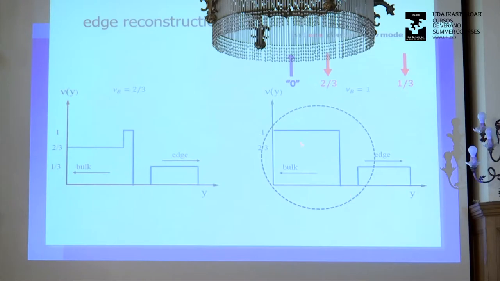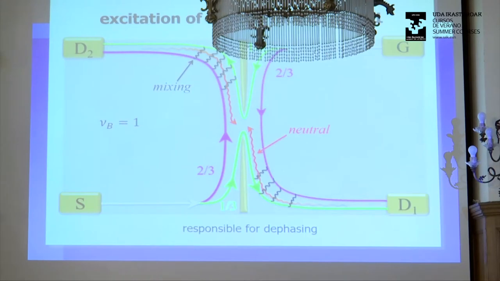So if you now look at this, you say, here is this edge reconstruction. And now you have a 2/3 and 1/3, so there are two modes. Now, the central charge is one at one, so you need one neutral mode going backward. So the one that's not supposed to have any upstream mode, because of edge reconstruction, may have an upstream mode. This is the explanation. So the story now looks like this: the one breaks apart into 2/3 and 1/3.